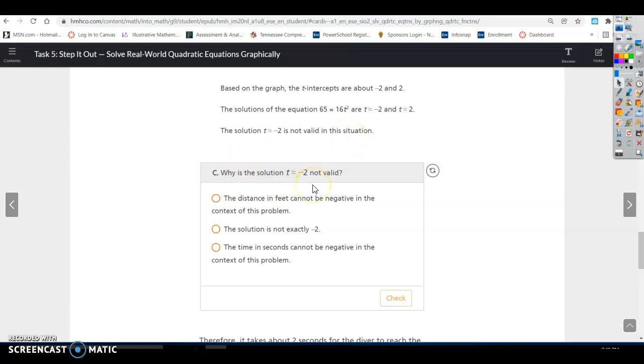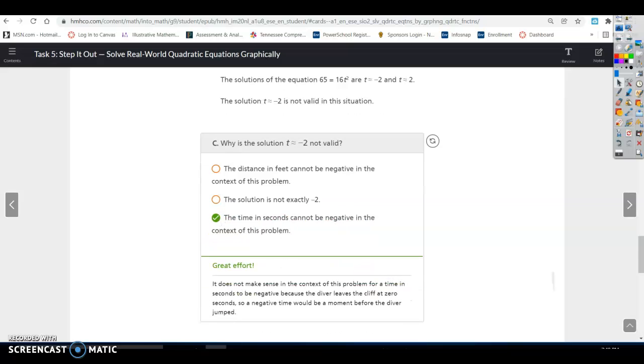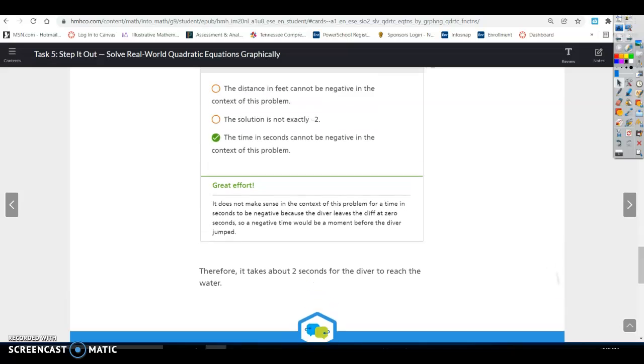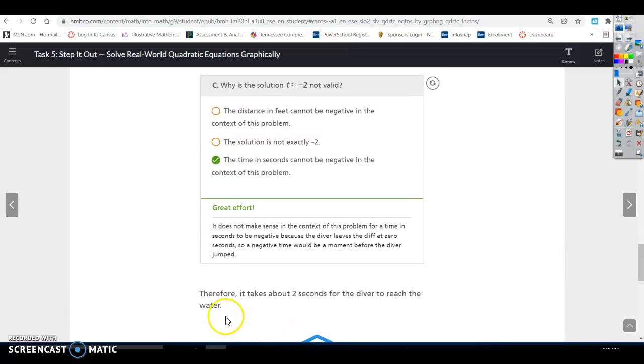Why is it not valid? Well, because time represents seconds, and we can't have -2 seconds. So it says the distance in feet cannot be negative in the context of the problem. The solution is not exactly -2. The time in seconds cannot be negative. So that's the correct answer. The time doesn't go backwards, so it can't be negative. So therefore, it takes about 2 seconds for the diver to reach the water.